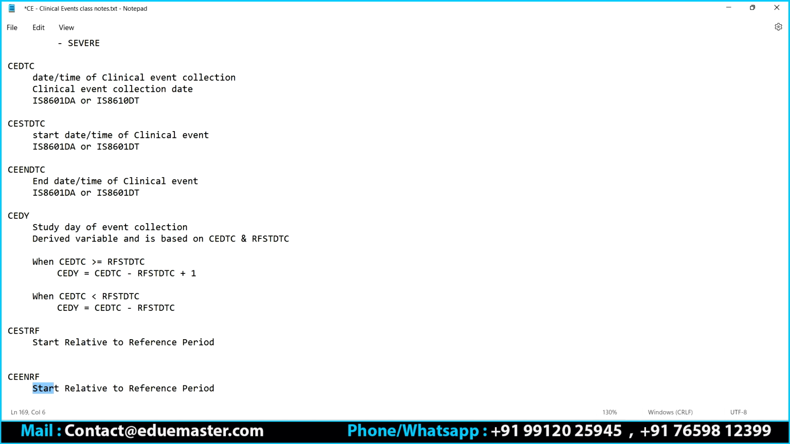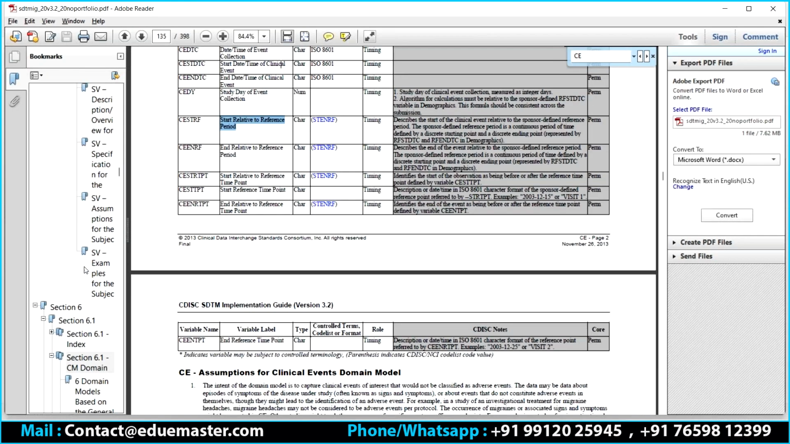It is going to be continuous, right? End relative to your reference period. Both of them, please remember, these are going to be the discrete ones, and we are going to have ongoing or before or after. These are the ones that we are going to get for this, right? You can see this is going to be defined as your reference period. Both of them will be defined by the sponsor itself.